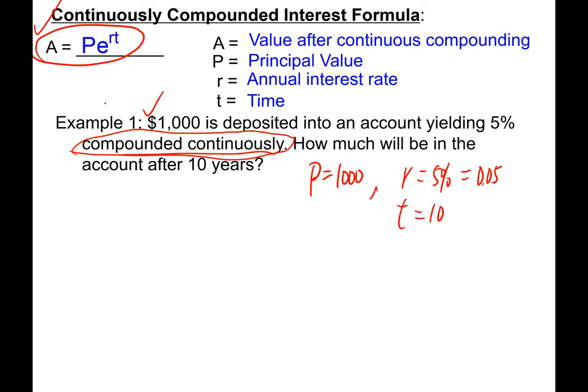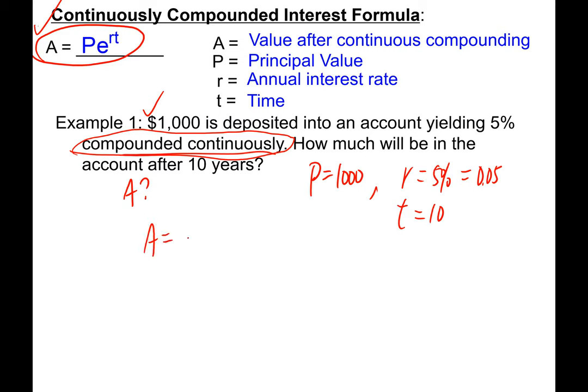And we know that it's continuous compounding. So in this continuous compounding formula, we only have four variables. E is not counted as a variable, right? So I only have four variables here. If you know three of them, you'll be able to find out the missing one. And the missing one here is ending balance. So all we have to do is throw all the numbers into the formula.